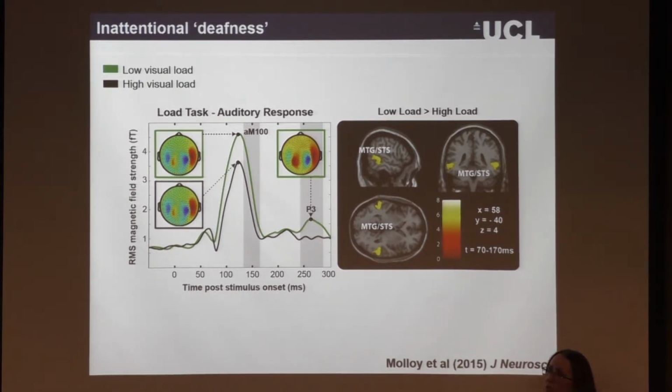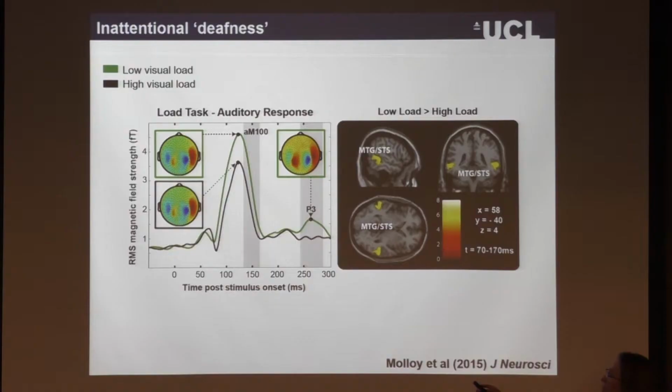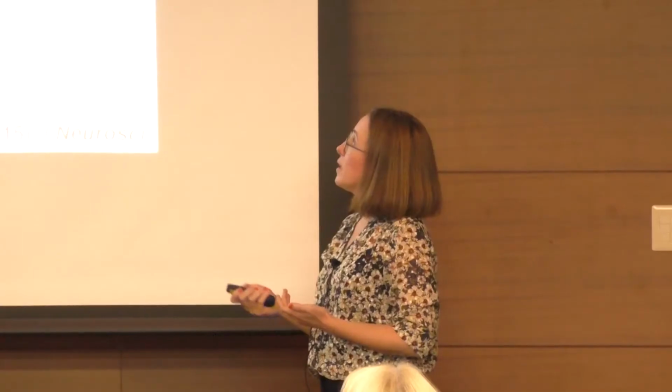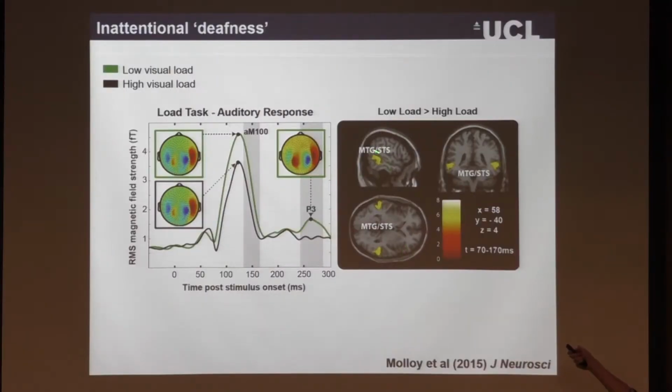The P3 response is a response that happens around 300 milliseconds after sound onset. And it's associated with becoming aware of a stimulus that is either surprising or that you are not actively seeking. This response is present in the low-load case, but it's almost entirely absent in the high-load case. And the way we interpreted these, these are the brain areas where this interaction happens.